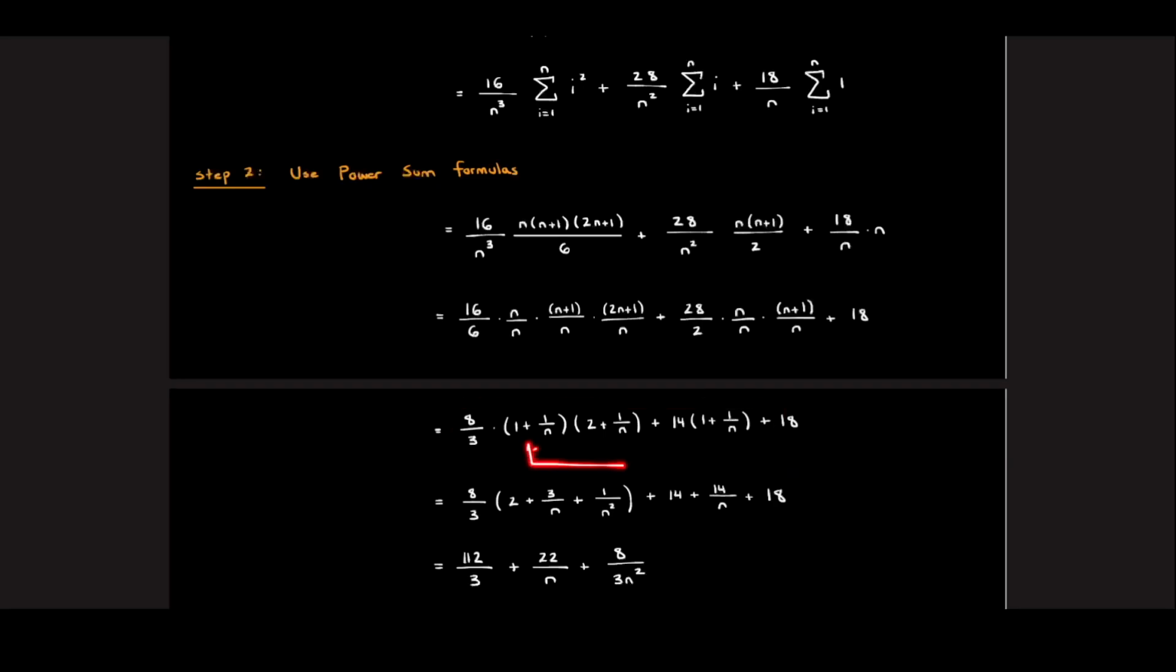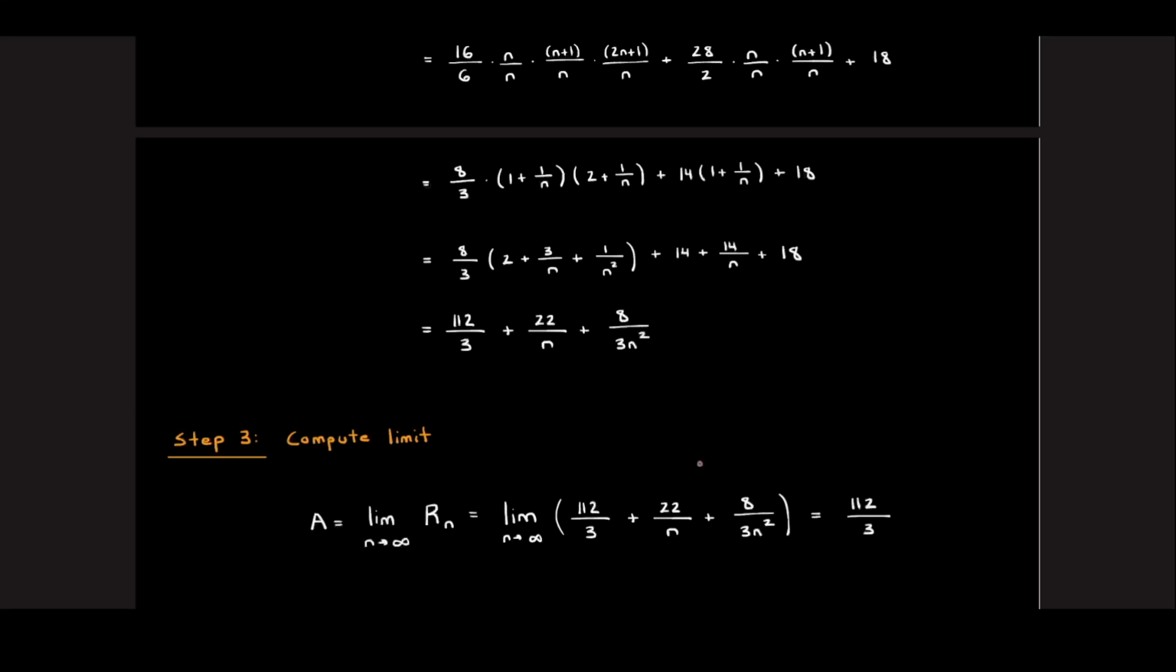Now we want to FOIL this out to get this expression, and then distribute and collect like terms, and you will get this nice clean expression at the end. The last step is to compute the limit.